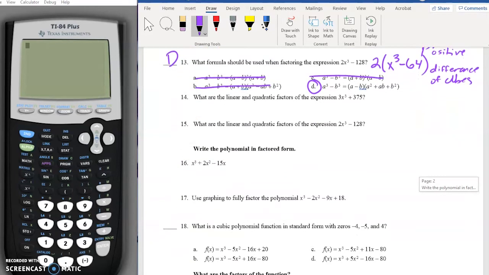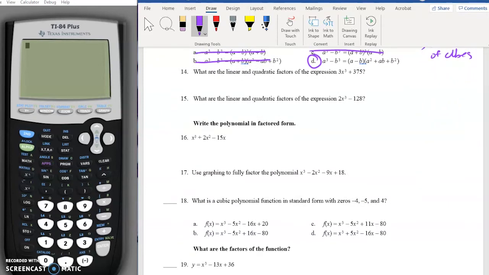And then scroll on down. 14 and 15, we are going to actually factor these two. It's asking for the linear and quadratic factors, which we always get at least one linear and one quadratic when we take a sum or difference of cubes. The first thing I want to do is I need to identify a greatest common factor, if there is one. It's the first step of factoring.